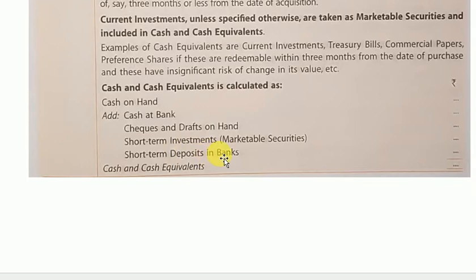If these are part of your question, remember you have to take it under the heading cash and cash equivalents, and there is a specific area where you have to represent it in your cash flow statement. Just now, I've talked about three activities: operating activities, investing activities, and financing activities.